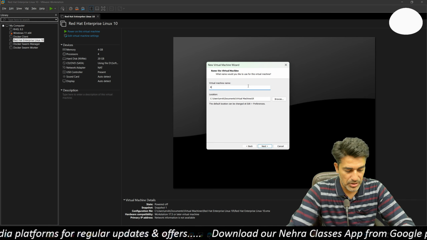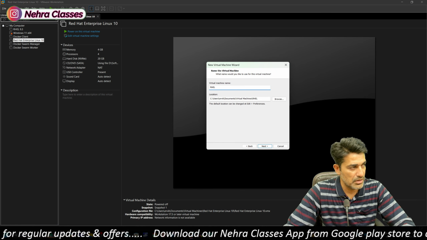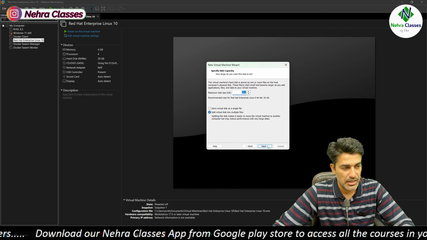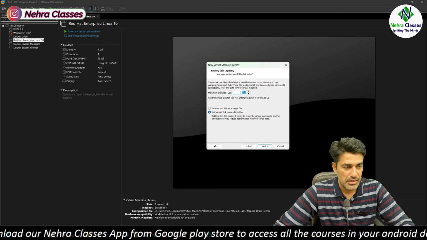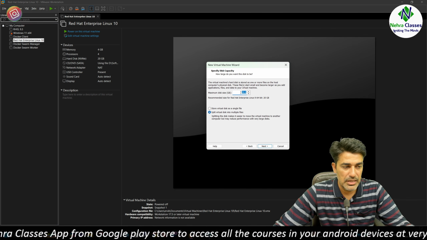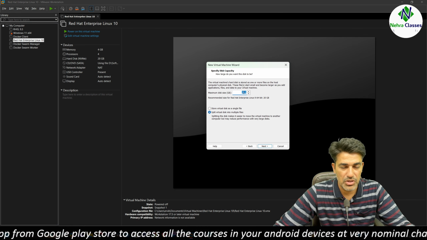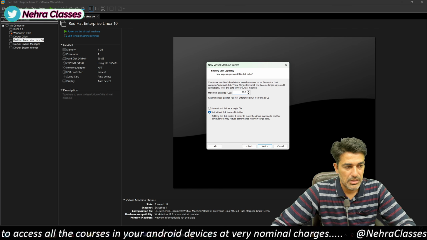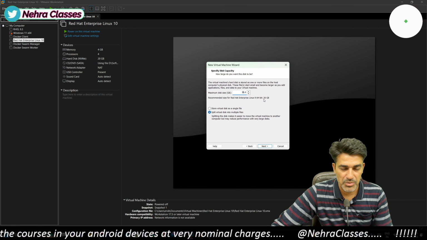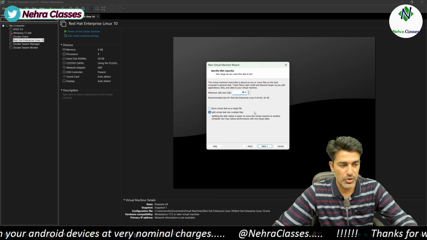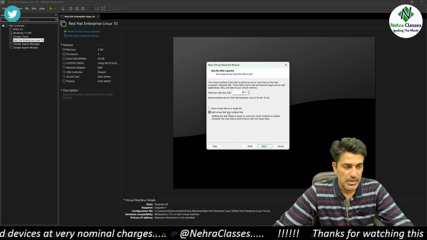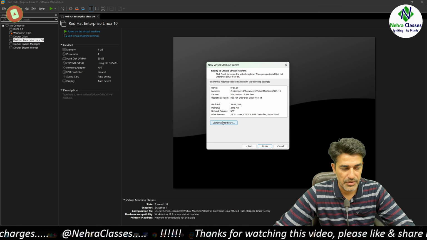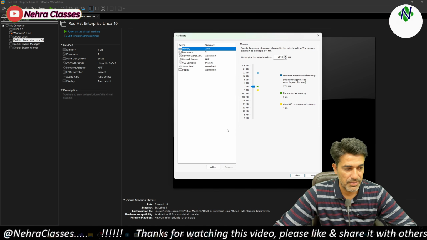Then you have to give a name to this machine. Let's mention the name as RHEL 10. Click on Next. The minimum disk space is 20 GB. If you want higher, you can mention the number there, like 30, 40 or whatever you want. Then you can click on Next. After that, you need to click on Customize Hardware.